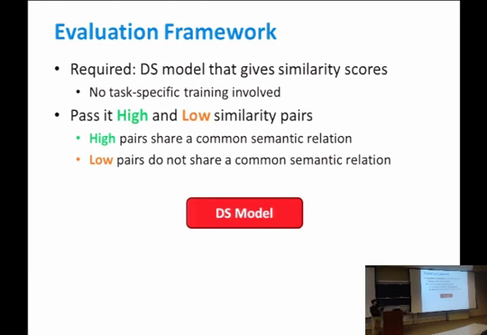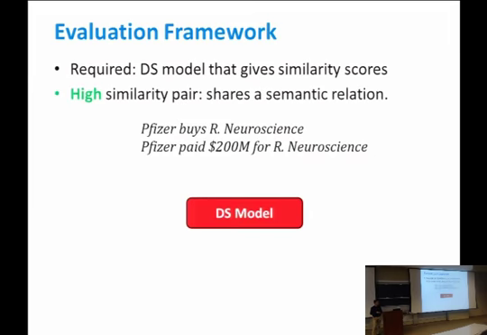But in all of our examples, we have pairs of sentences containing the same entity type, so you can't learn something based on the distributional properties of the entity type itself. So a high pair might be, say, "Pfizer buys Renault Neuroscience" and "Pfizer paid $200 million for Renault Neuroscience." And what we want the model to give us is some high similarity score.